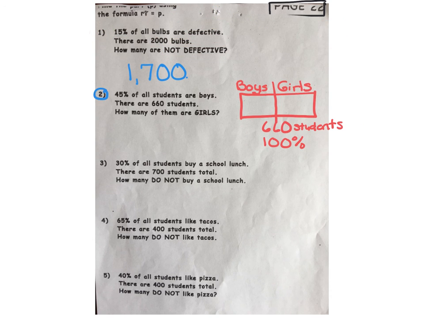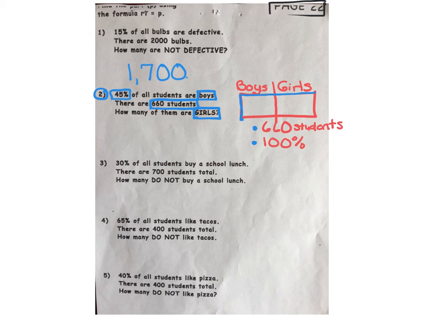Problem number 2. 45% of all students are boys. There are 660 students total. How many are girls? Well, draw a tape diagram and mark 660 at the bottom. That's the total number of students. In terms of a percentage, that's 100% of our population.